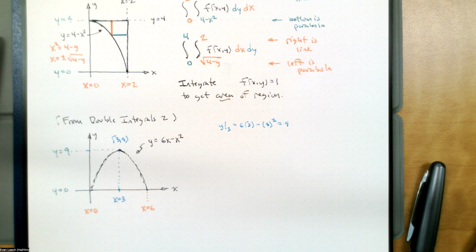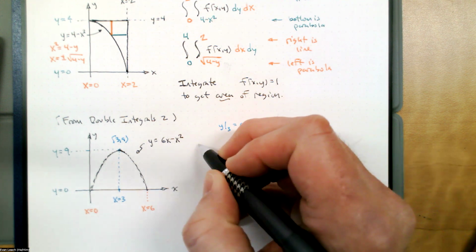The easy integral to set up is the one that ends in dx, because the first iteration in our double integral will send us to a dx integral, and we know what that one should look like. We should just integrate from 0 to 6 the 6x minus x squared. What does that look like as a double integral?